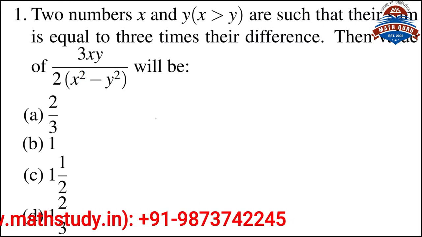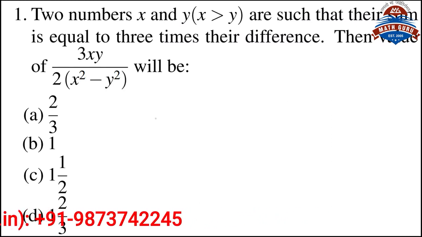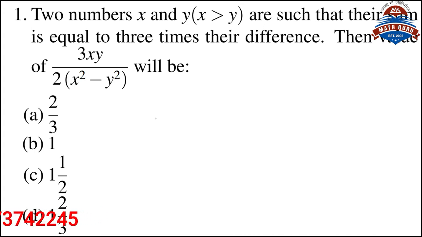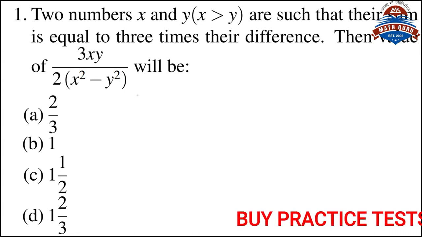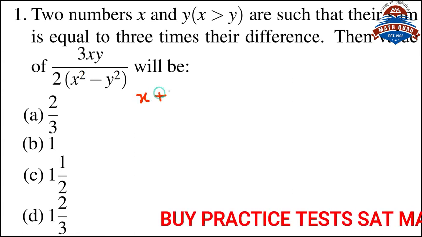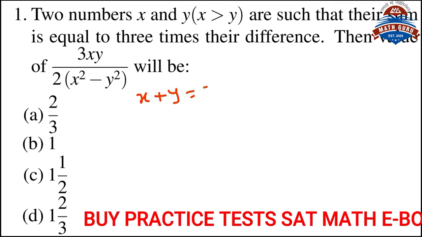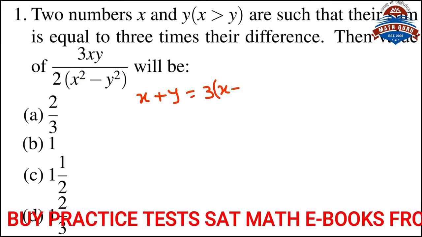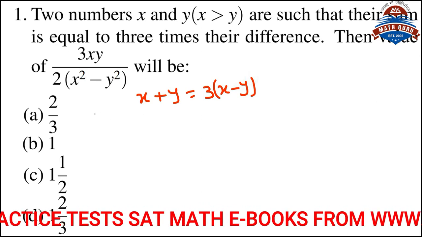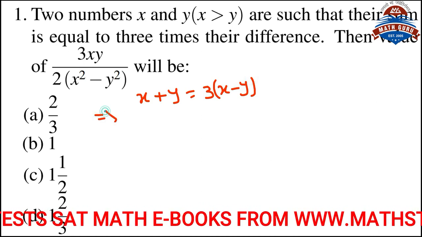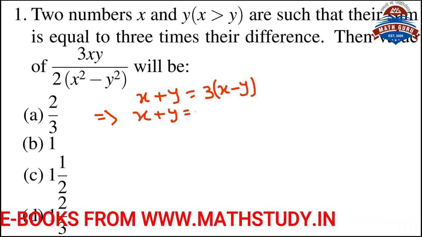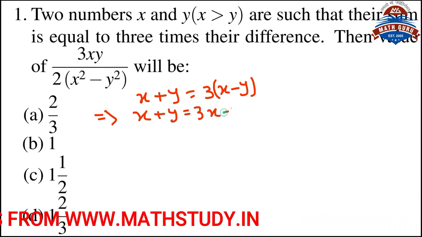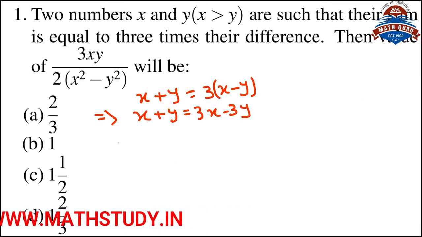So students, this is our first question. Here we have two numbers x and y, such that their sum is equal to 3 times their difference. So let's write this condition first. Here sum means x plus y equals thrice of x minus y, it is given, right? We can simplify this. x plus y equals, expanding this bracket, 3x minus 3y.